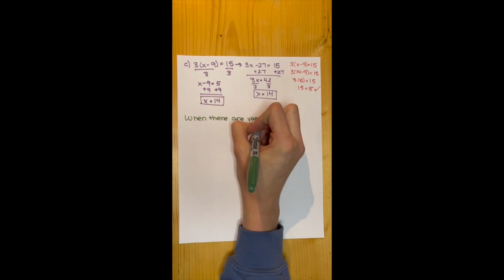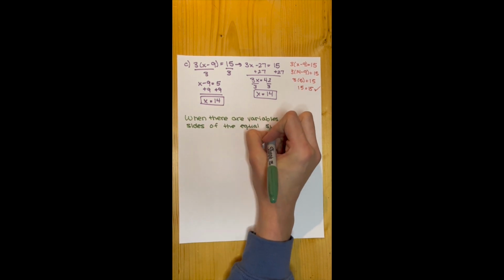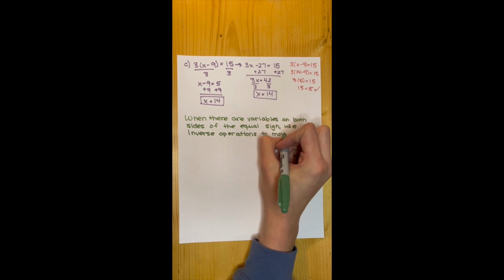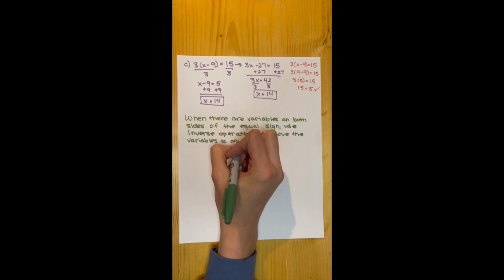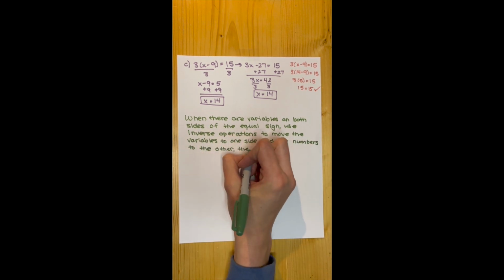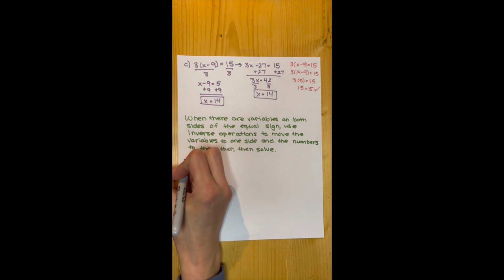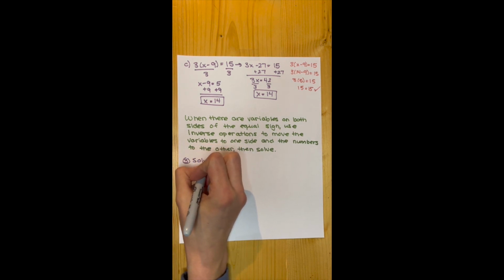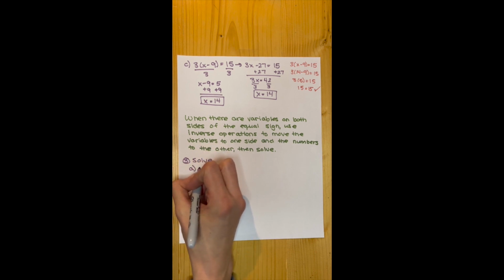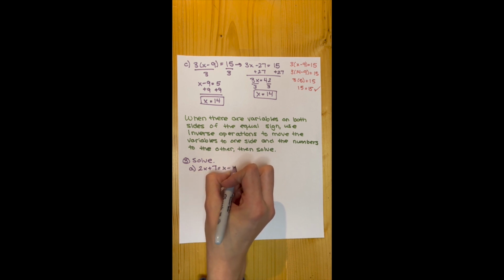Now, when we have variables on both sides of the equal sign, we have to use the inverse operations to move the variables to one side and the numbers to the other side, and then we can solve just like a normal equation. So let's look at examples where we've got a bit more of an in-depth equation here. We've got 2x plus 7 equals x minus 14.